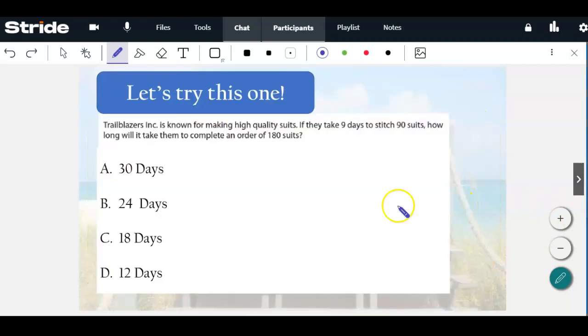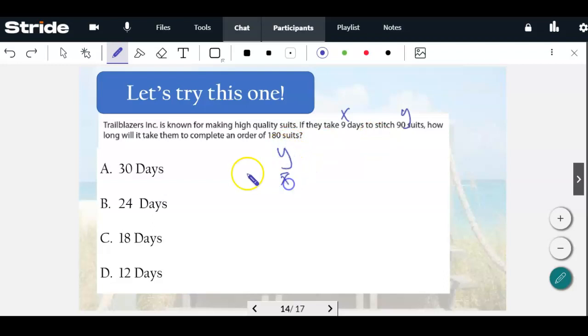Let's go ahead and do this one. Trailblazer Inc. is known for making high quality suits. If they take 9 days to stitch 90 suits, how long will it take them to complete an order of 180 suits? So if you are saying this is our X, this is our Y, for this problem it doesn't matter as long as you are consistent. If the suits is Y, then this suits has to be Y.